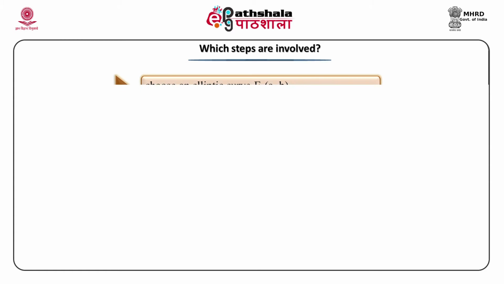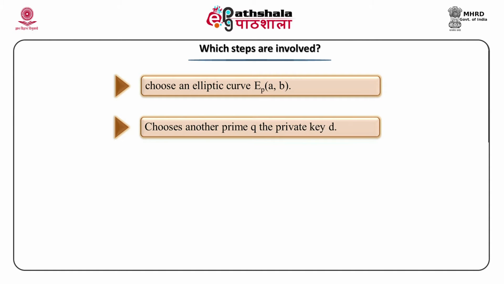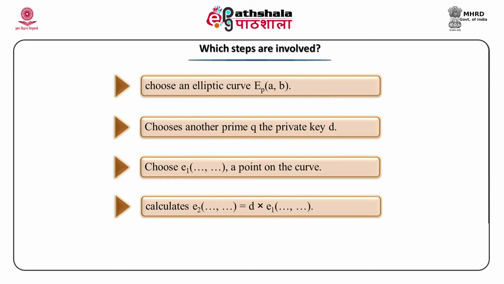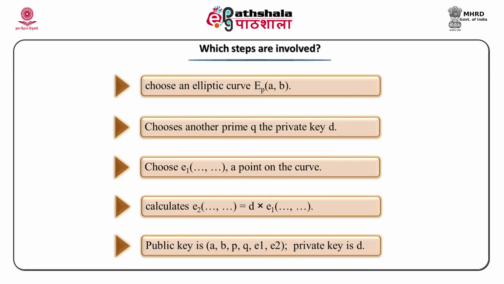What does Alice do? Alice chooses an elliptical curve EP with points A and B. Alice chooses another prime Q, and the private key D. Alice chooses E1, a point on the curve. Alice calculates E2, which is equal to D times E1. Alice's public key is A, B, P, Q, E1 and E2 and her private key is D.